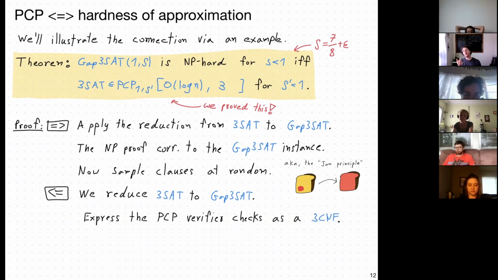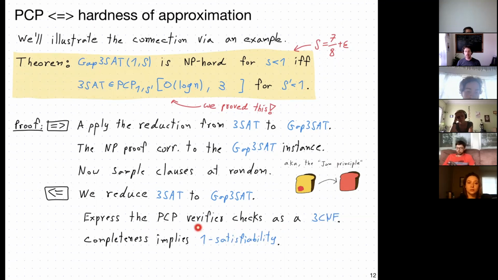So we look at the insides of the PCP verifier, and it's an algorithm. So we can apply the Cook-Levin theorem in order to represent it as a 3CNF formula. But this is an algorithm which, in the completeness case, accepts with probability 1. So this would be a formula which is fully satisfiable. And the soundness would say that the fraction of things we can satisfy would be at most s prime.